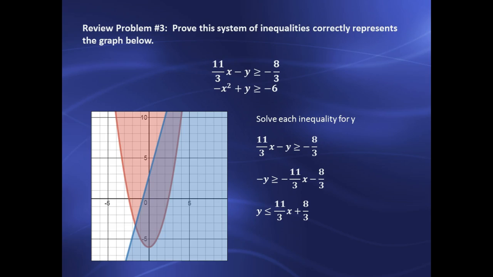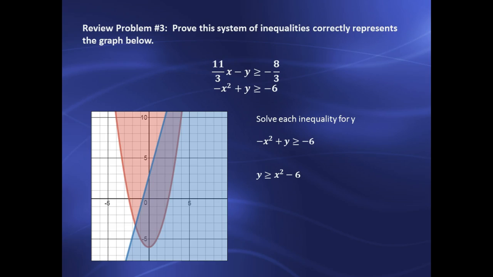That is very important. Please make a note of that. I hope you remember that from previous years of math. Again, when I divide everything in the equation by negative 1, I flip the inequality. And now I have a slope-intercept form equation that matches my linear graph.